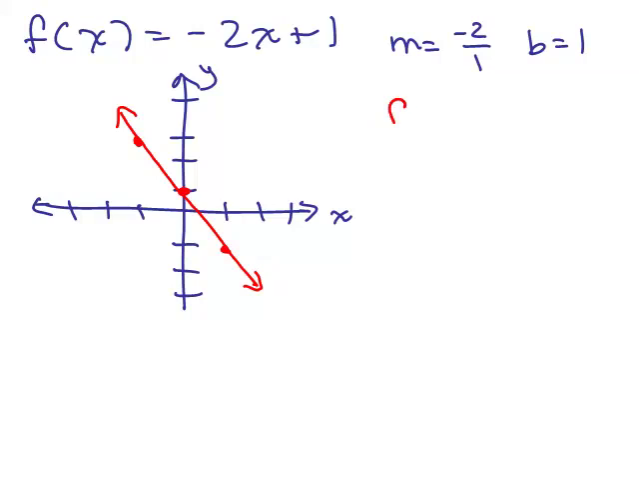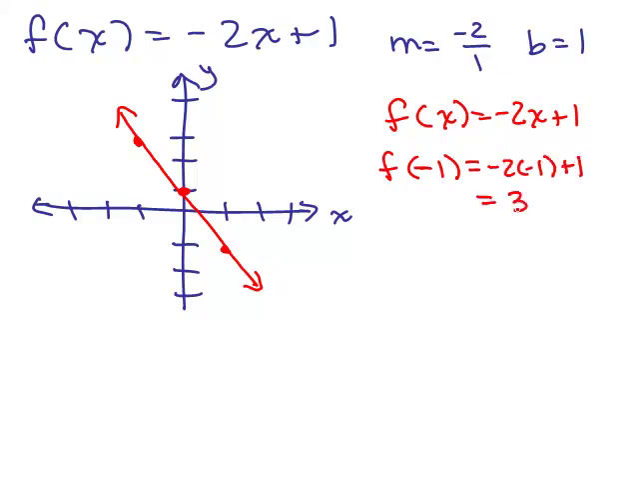But what I could have done is actually get my ordered pairs by plugging in some values for x. So I could plug in, let's say, negative 1. That would be negative 2 times negative 1 plus 1, which is 3. Notice that's the ordered pair (negative 1, 3) that I see right up here. Right? Here's (negative 1, 3). Okay. If I plugged in 0 for x, I get 1. So that's the ordered pair (0, 1) right here.